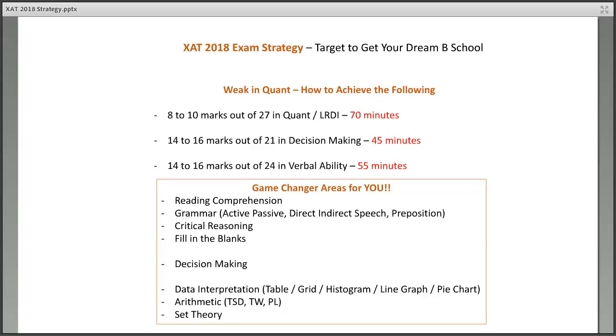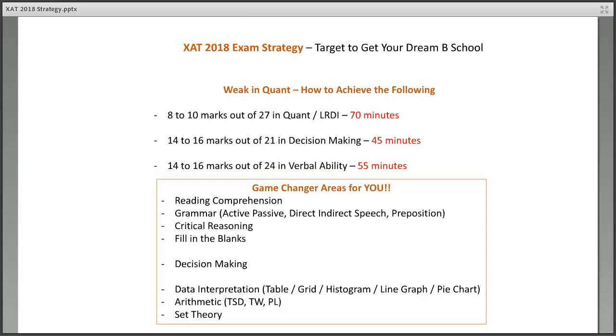Ideal time spent for decision making section is 45 minutes and 55 minutes for verbal ability. Now, what could be the game-changing topics for you? If you are weak in quant, I will not at all suggest you to get into geometry, trigonometry, etc. kind of topics because they are just going to waste your time.